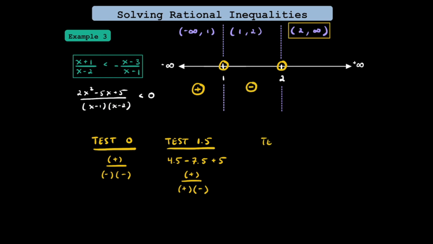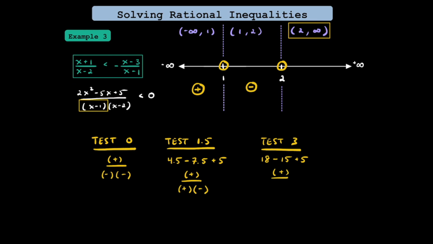In this third interval, I'm going to test the value 3. In the numerator, we have 3 squared, which is 9, and 9 times 2 is going to be 18, and 5 times 3 is going to be 15, so it's going to be minus 15 plus 5. 18 minus 15 is 3, and 3 plus 5 is going to be 8. The numerator is going to be positive here.